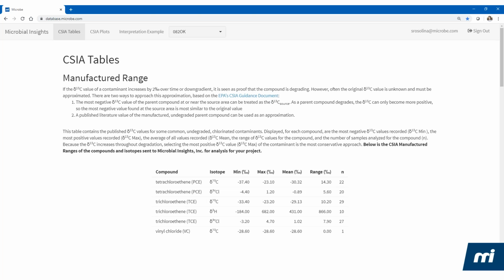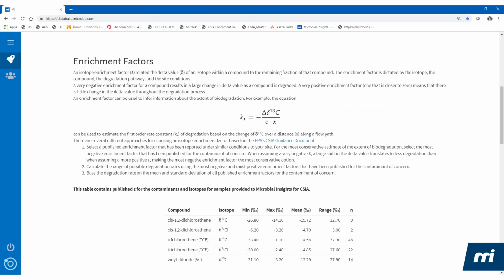And so we have these ranges summarized for you in a very simple table for the compounds and isotopes of interest that you chose for your specific project. Another important thing is something called an enrichment factor. The enrichment factor can provide a lot of information about what type of degradation your compound might be undergoing. So again, we have a very simple summarized table for that below the first table, and that includes all of the compounds and isotopes of interest that you have. Again, all of this has been compiled for you, so you don't have to go out onto the internet and determine what these values are yourself.